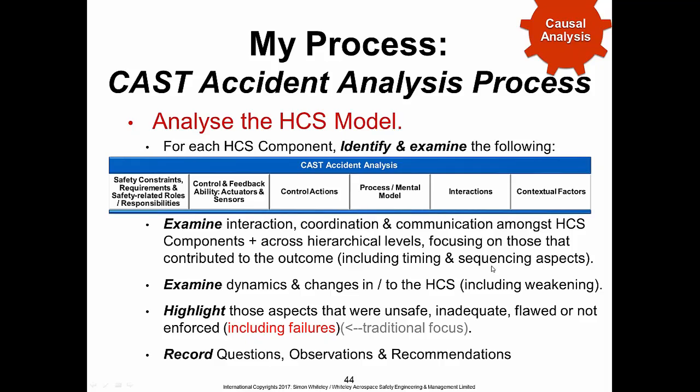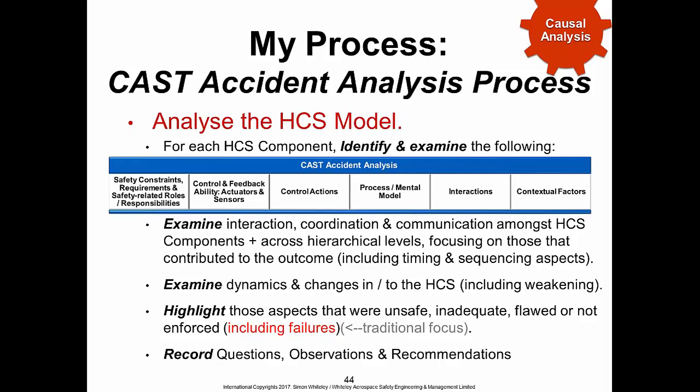Then you examine dynamics and changes in or to the control structure, including weakening over time. And even then, during an accident sequence, the HCS may suffer damage or detriment anyway. Once you've done that, highlight those aspects that were unsafe, inadequate, flawed, or not enforced, including failures. And I'm highlighting failures there because, as I said earlier on, most of the traditional techniques primarily focus on detecting failures and preventing failures.